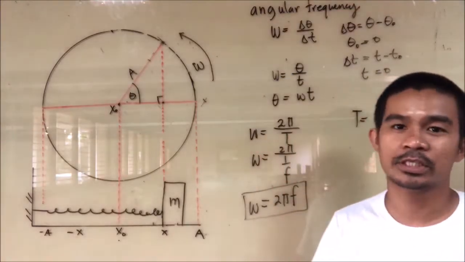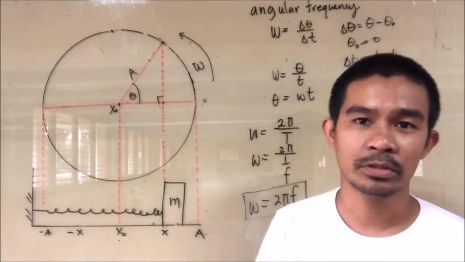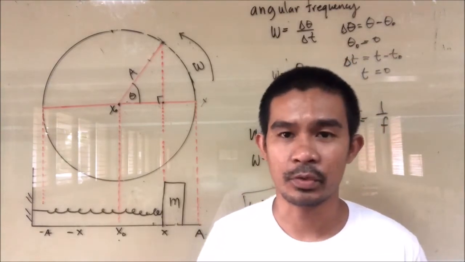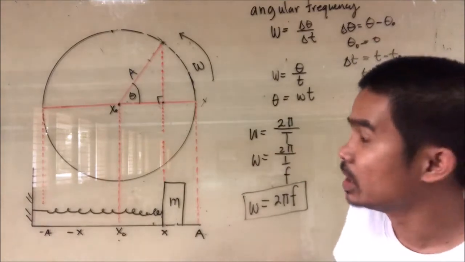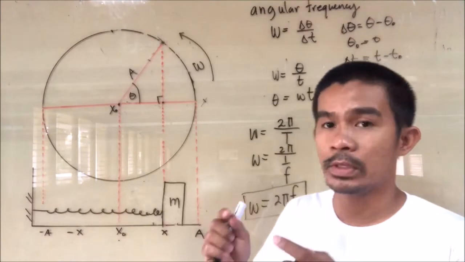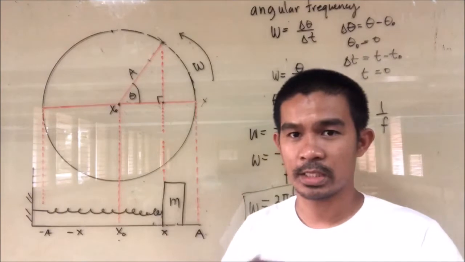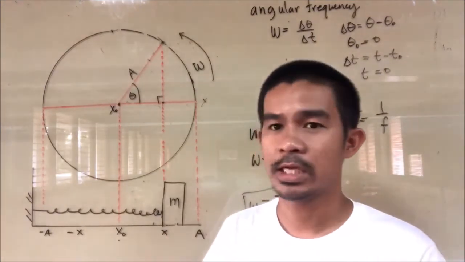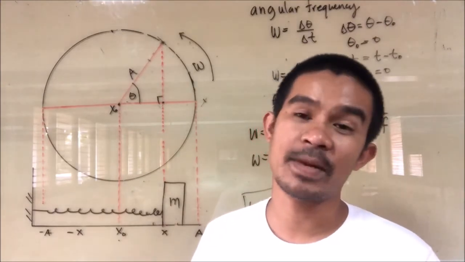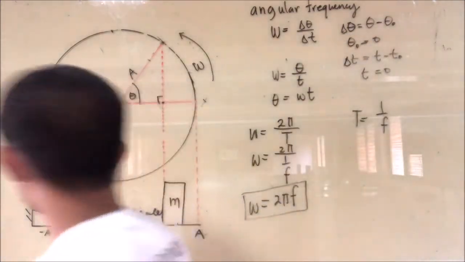To determine the position x of an object in simple harmonic motion as a function of time t, let us focus first on the angular frequency. What is this angular frequency? By looking at this figure here, we will link the simple harmonic motion to uniform circular motion so that we can determine the position, velocity, and acceleration, or determine the kinematic equations for simple harmonic motion. So what is this angular frequency?